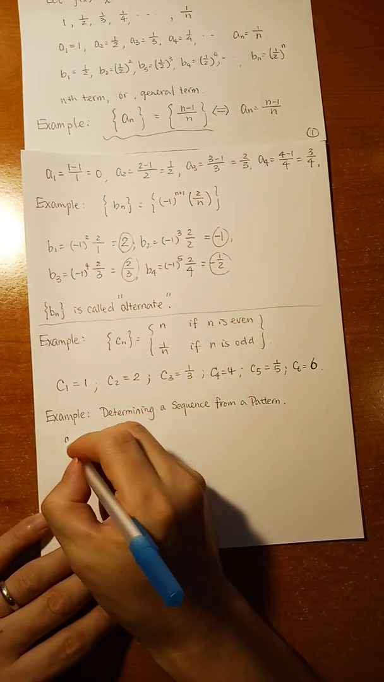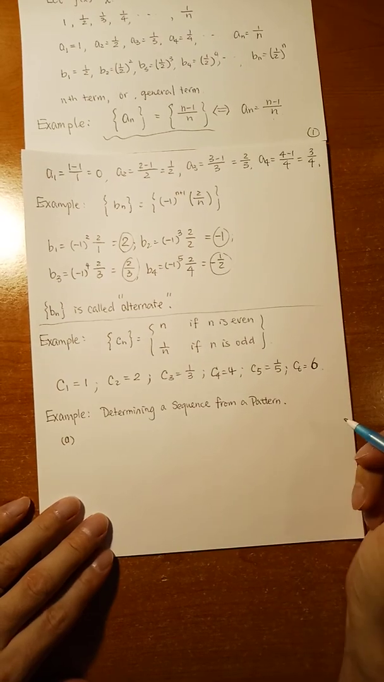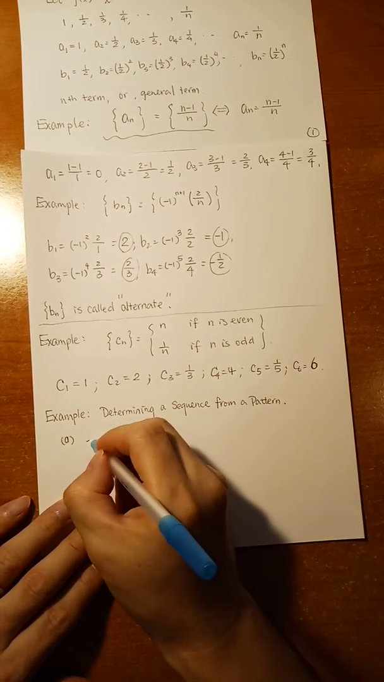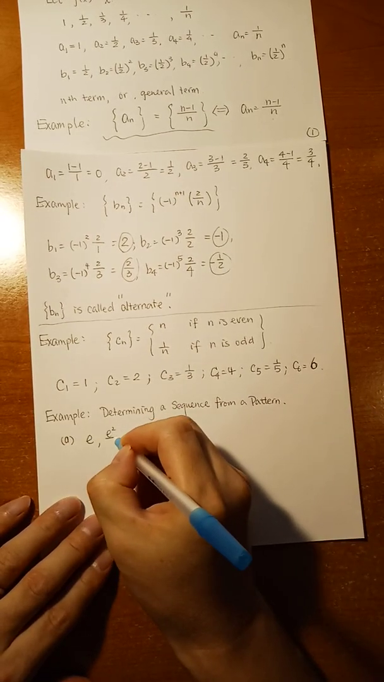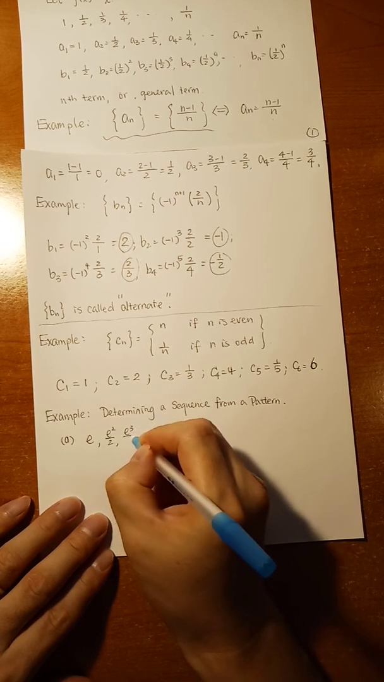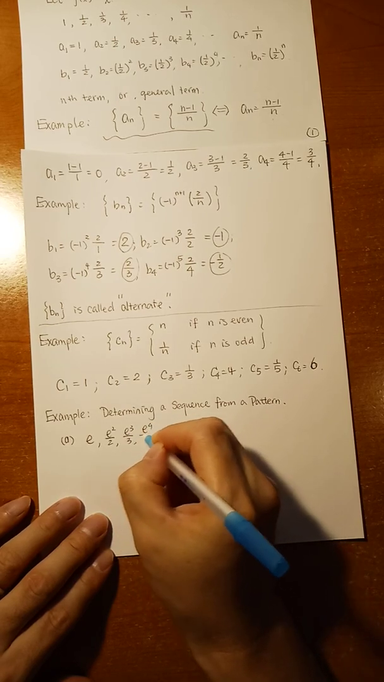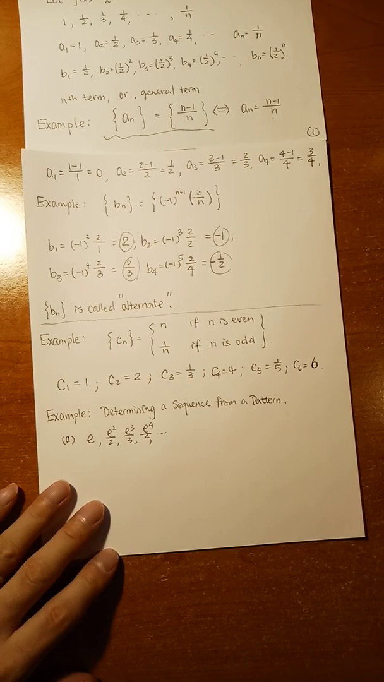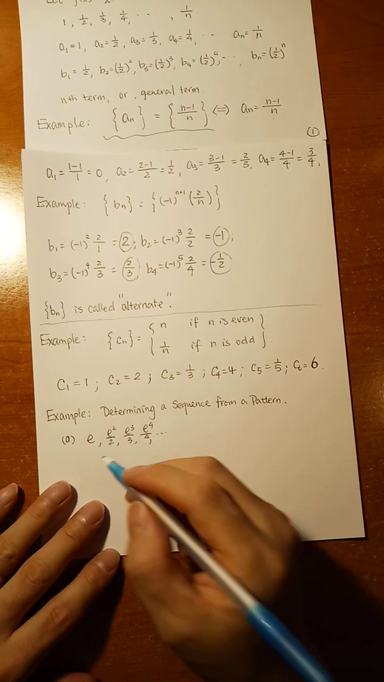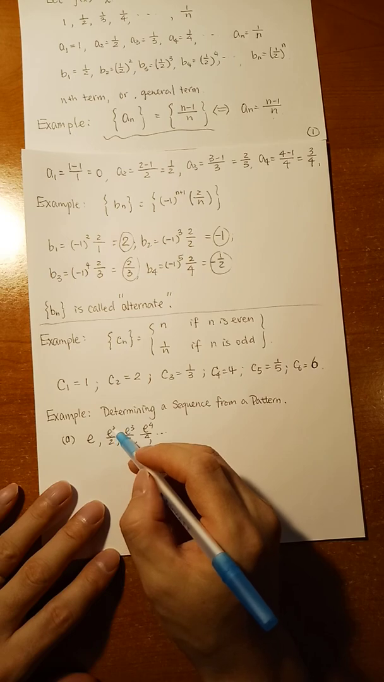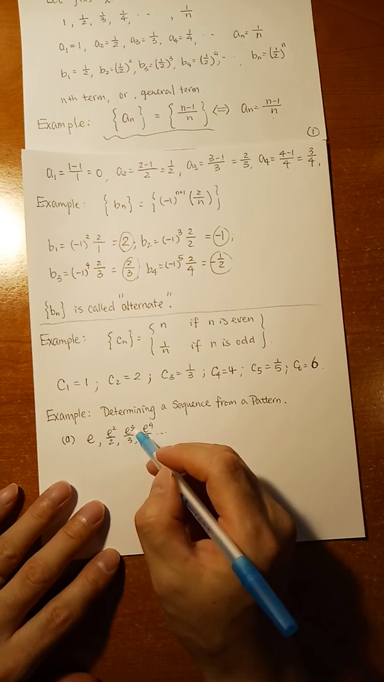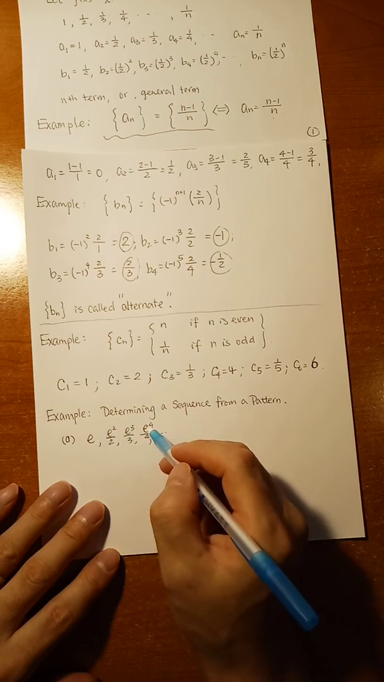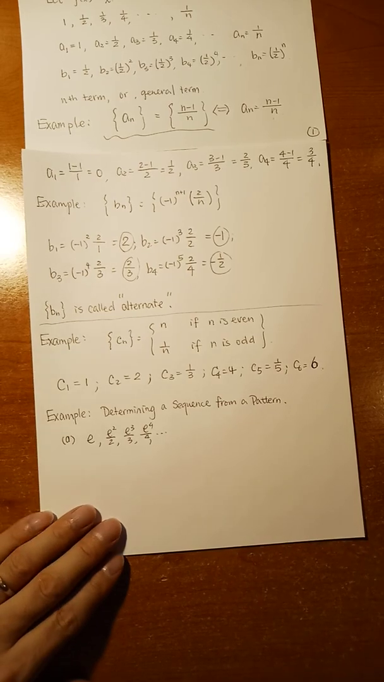For example, the first one. We get e squared over 2, e cubed over 3, e to 4 over 4, dot, dot, dot. Well, the first one is e. Second one, e to 2 over 2. Third one, e to 3 over 3. Fourth one, e to 4 over 4.